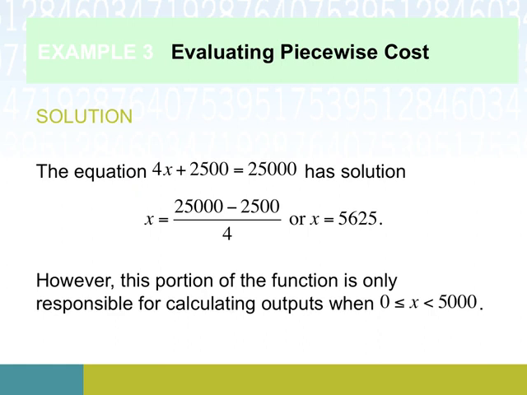So there's a problem, though. This seems like a great answer, but remember that the 4x plus 2,500 piece of this function was only in charge when the inputs were between 0 and 5,000. So we're trying to assign an x value of 5,625 to this expression, but it wasn't in charge then. So actually there is no solution to that portion of this function. There will never be $25,000 associated with buying at the more expensive rate.